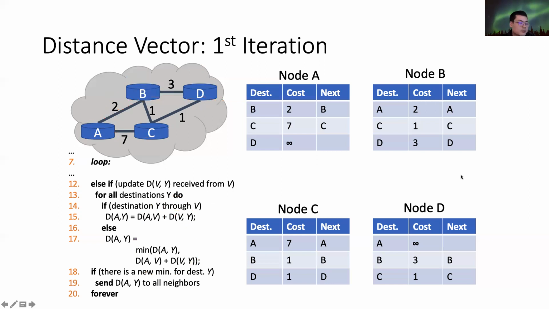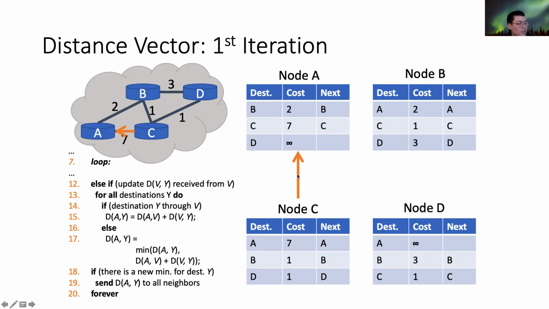Any questions? This is the intuition of this algorithm. Let's look at how this thing runs. Firstly, for example, this is the initial table that we saw in the previous slide. Now think about C. Let's say C will send messages to A because of some update, and C is sending this data: C to A is 7, C to B is 1, C to D is 1.